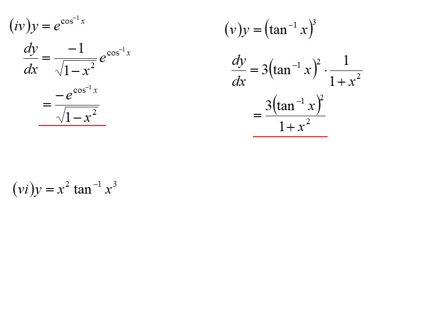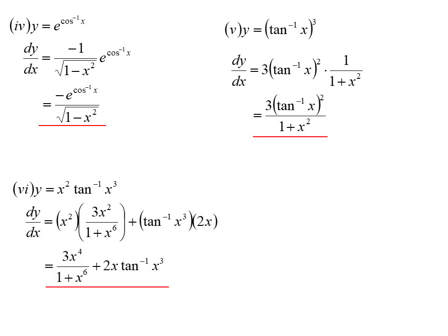Product rule. Okay, write down the first, x squared, diff the second. The second bit is an inverse tan function. Differentiate that, I get the derivative 3x squared on 1 plus the function squared, so 1 plus x to the 6, plus, write down the second, inverse tan of x cubed, diff the first, differentiate x squared, we get 2x. And tidying that one up.